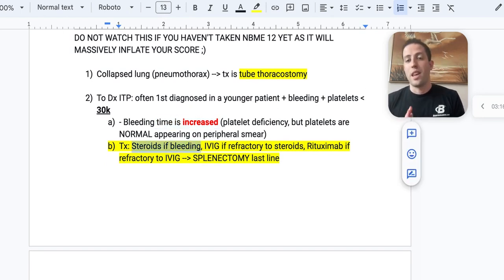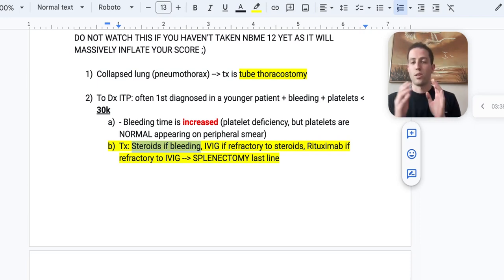And so these patients, you want to treat them if they are bleeding. So if they have symptoms and they're bleeding, you want to give them steroids. If the steroids don't work, give them IVIG. If IVIG doesn't work, give them rituximab. If rituximab doesn't work, do a splenectomy. Or if they are hemorrhaging, like aggressively, they're unstable, the question is going to expect you to jump straight to splenectomy to fix the problem right at the source.